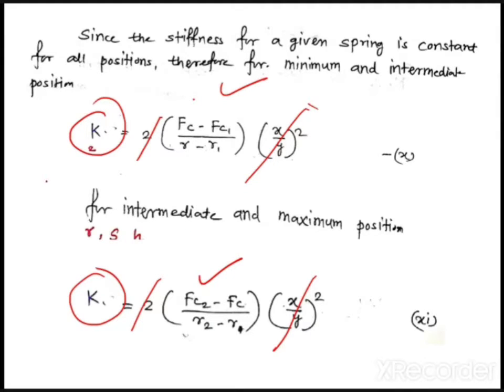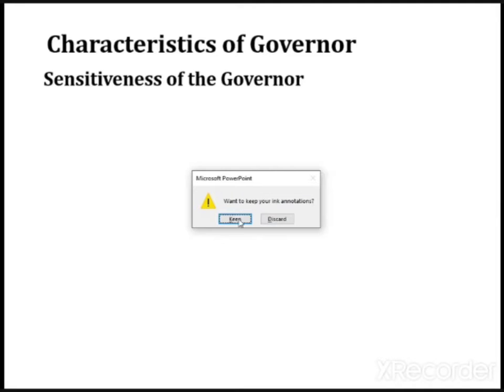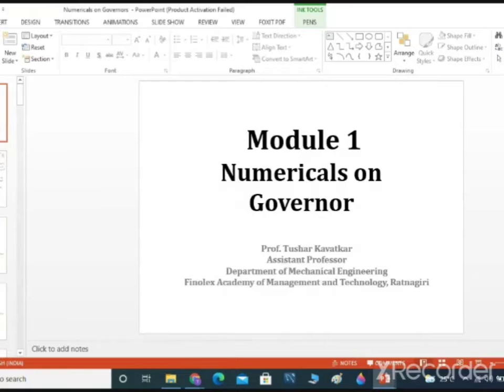Now message me fast. Have you understood the Hartnell governor? I think this is slightly complicated as compared to the Porter governor. But once I solve the problem, you will understand more. Just message me. Have you understood the Hartnell governor? Shall I move to the numericals? Have you understood the analysis?